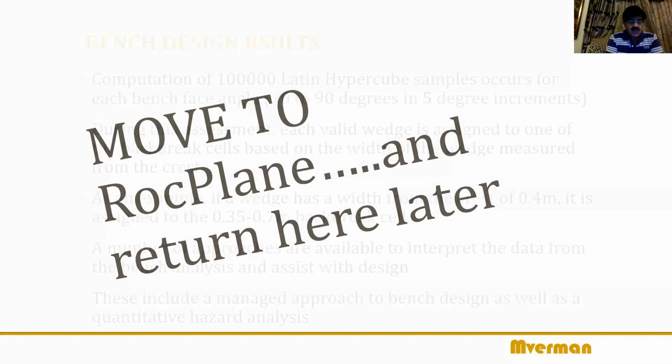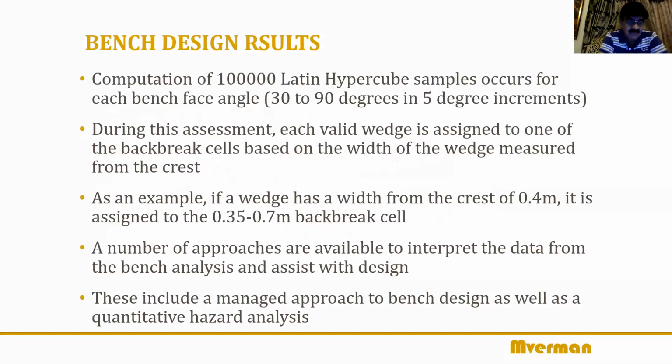Okay. So we've again computed for 100,000 because that is what we had fed into the samples. For each bench face angle, remember we gave 30 to 90 degrees in steps of 5, so 30, 35, 40, 45, all of those. During this assessment, each valid wedge which is formed is assigned by the software to one of the back break cells. Remember we created 20 back break cells depending on the width of the wedge measured from the crest.